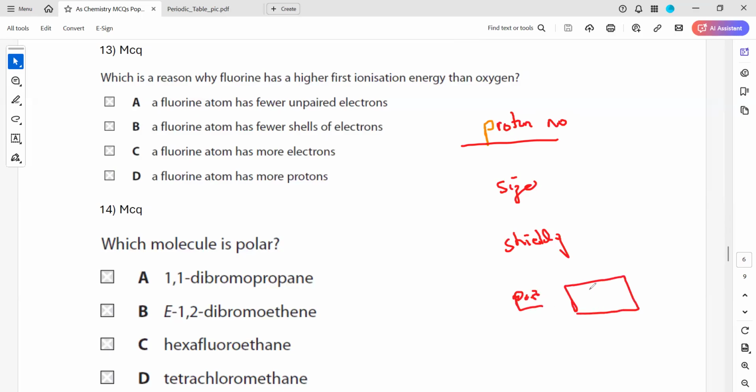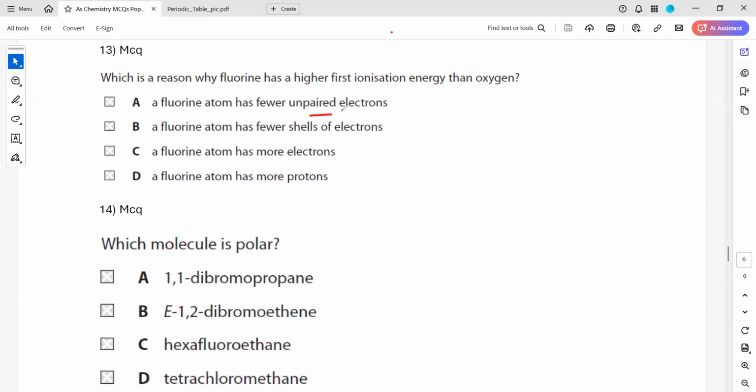If it has p3, with unpaired electrons and half-filled orbitals, that is more stable, so it will have a higher ionization energy. So it's not that the unpaired electrons decide the number, it's the half-filled orbital. If it's half-filled, it is more stable, so we need more energy to remove an electron.